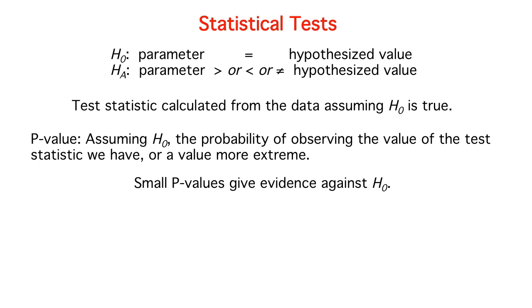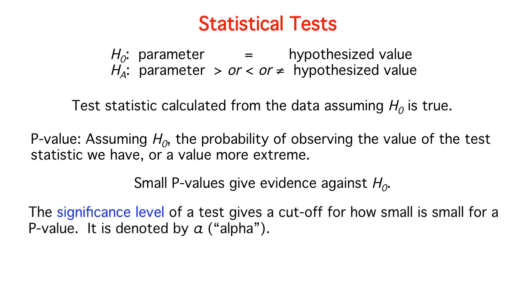Sometimes people talk about the significance level of a test. The significance level gives a cutoff for how small is small for a p-value, and it's typically denoted by alpha. Although in practice it's not always necessary to define in advance a significance level or some strict cutoff, it will help in the discussion of the concepts in this video. If we have a significance level alpha, the p-value is then the smallest level of alpha at which the data are statistically significant. And sometimes the p-value is thus called the observed level of significance.